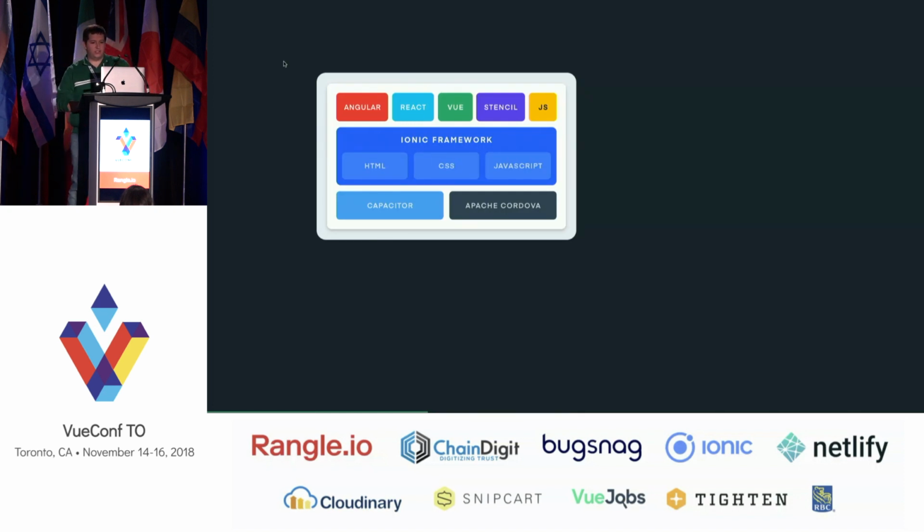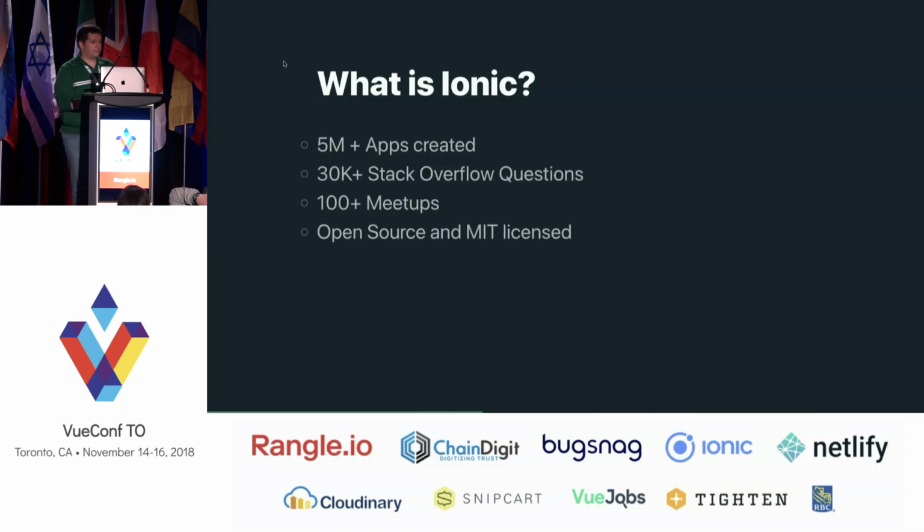With these solutions, you're able to deploy your application to native devices, being iOS and Android. We do that through two methods. One of those would be Cordova, which is the old tried and true. The other being Capacitor, which is a new product that we've recently produced. We consider it to be the spiritual successor to Cordova.